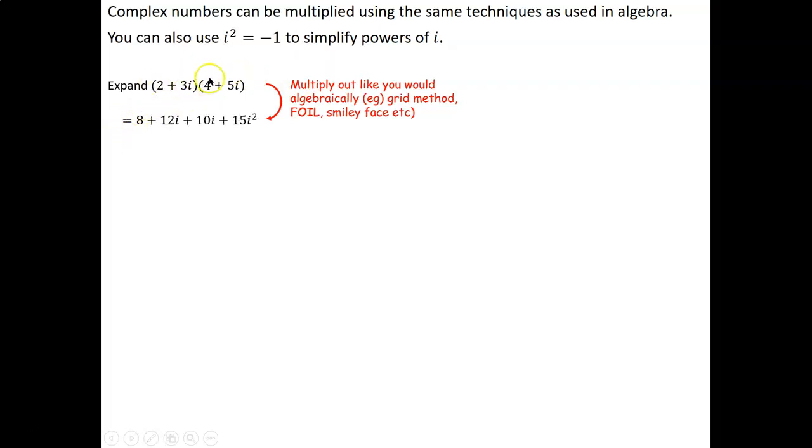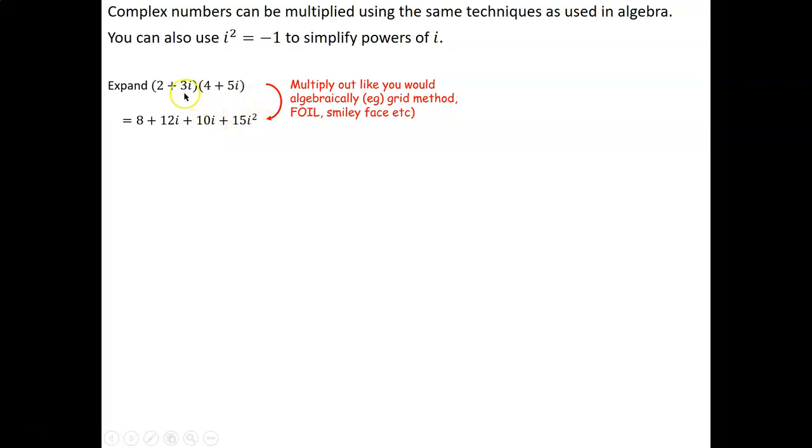So here is a binomial product. I expand using whatever method you prefer. So we get 2 times 4 is 8, 3i times 4 is 12i, 2 times 5i is 10i, and 3i times 5i is 15i squared. Write out all 4 parts.